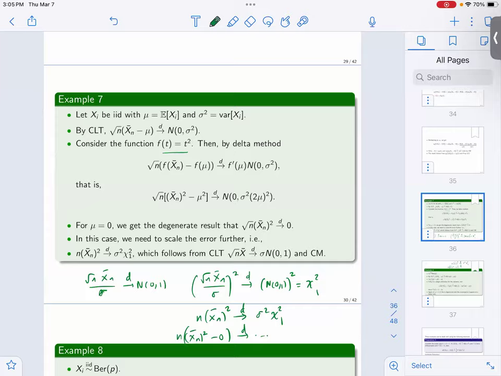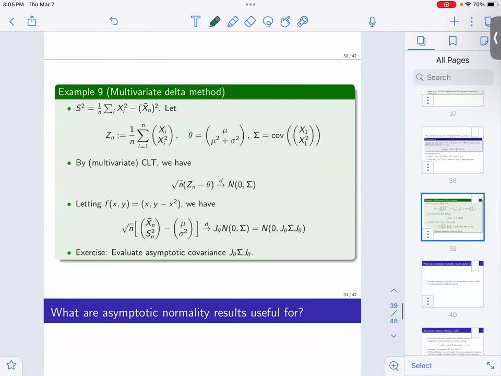Okay, so it's not limited to just a single variable. As I mentioned, it works in a multivariate case, and the multivariate version is really powerful. So for example, I can figure out the asymptotic distribution of the sample variance, right? Which is something non-trivial. We showed that this converges in distribution, or in probability, to the variance. But how do I calculate the asymptotic distribution?